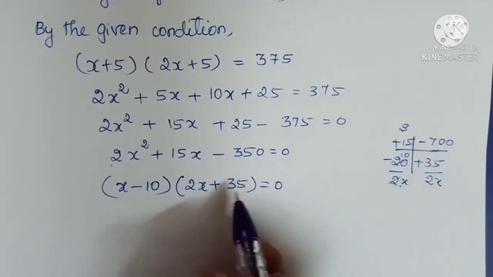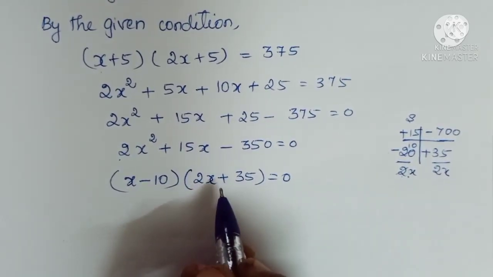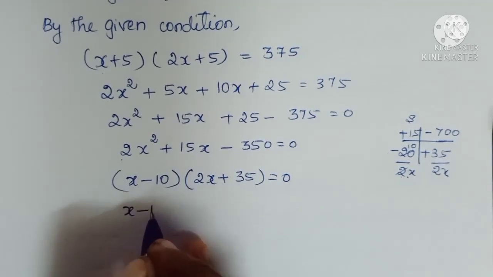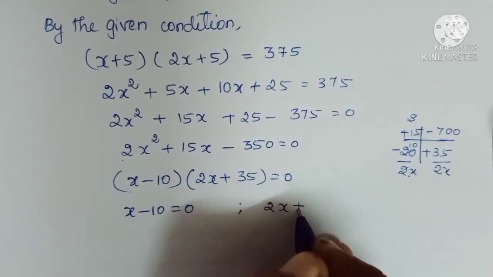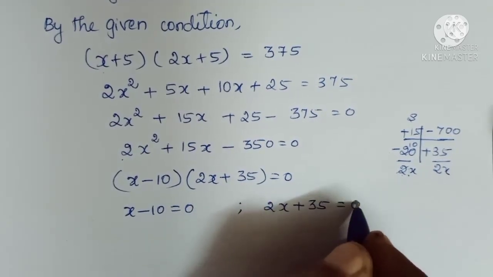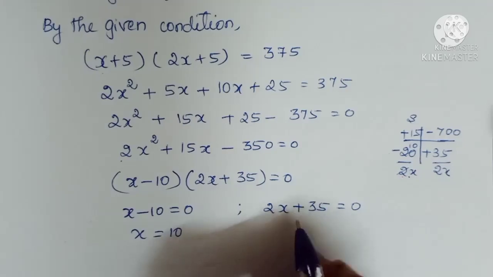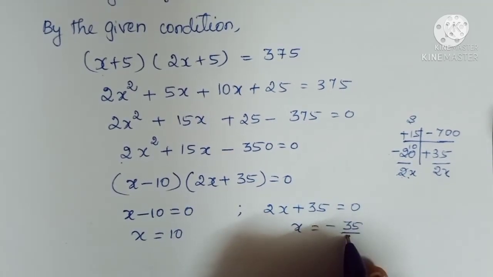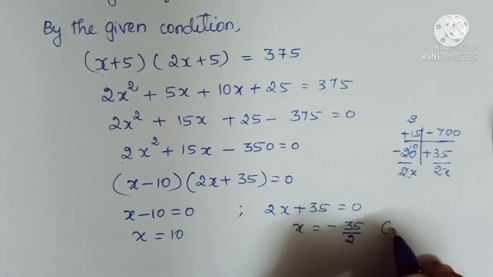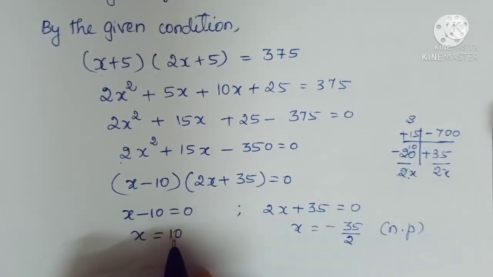Now product equal to 0 means each bracket value is also equal to 0. So you will get x minus 10 equal to 0 or 2x plus 35 equal to 0. So x is equal to minus 10, moving this side it is plus 10. Here x is equal to minus 35 by 2. Age we cannot calculate in negative, so this is not possible. So the age of the sister is 10.